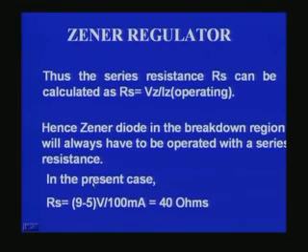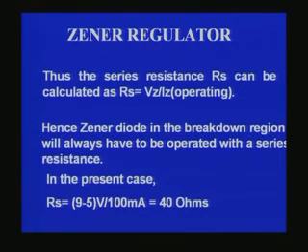So that will be 4 volts by 50 milliamperes, which is a value of resistance of around 80 ohms. So about 80 ohms will be the value of RS if you want to operate the Zener diode around 50 milliamperes.